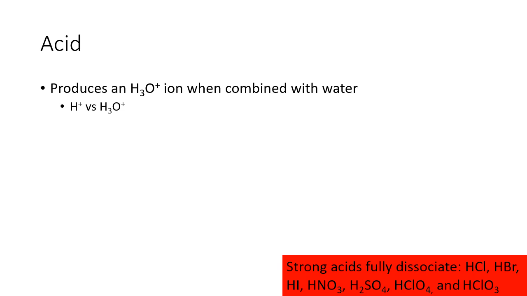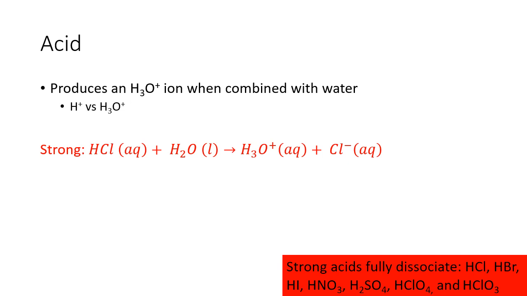When you see it written as H+, it may be called a proton donor because H+ has one proton and no electrons. It's donating a proton. Strong acids fully dissociate in water. So here we have HCl plus water making the hydronium ion and chloride ion. Fully dissociates, we give it a one-way arrow. It's only going toward dissociation.